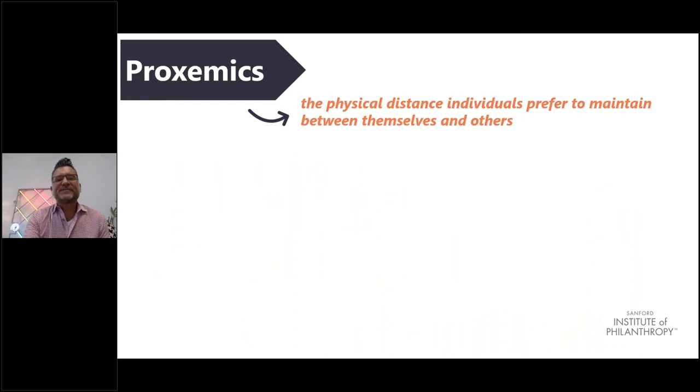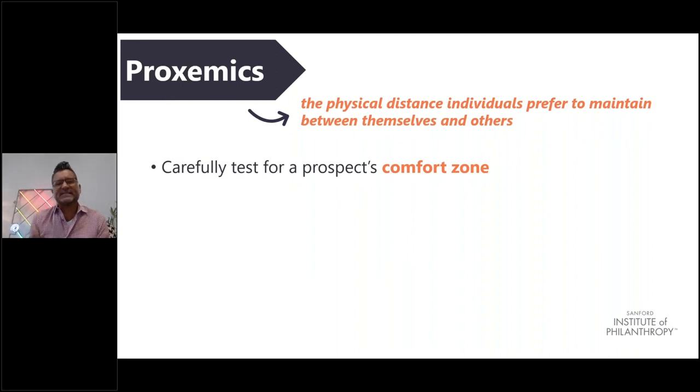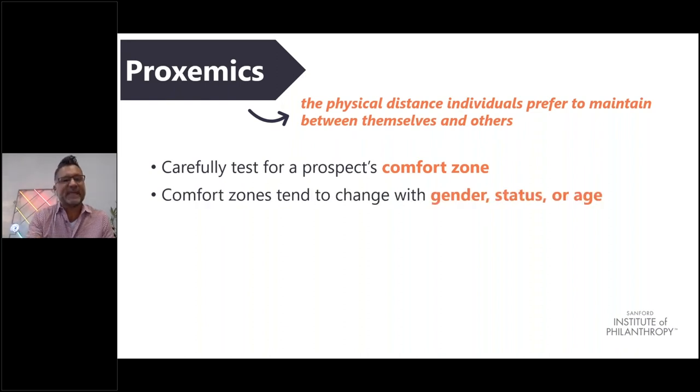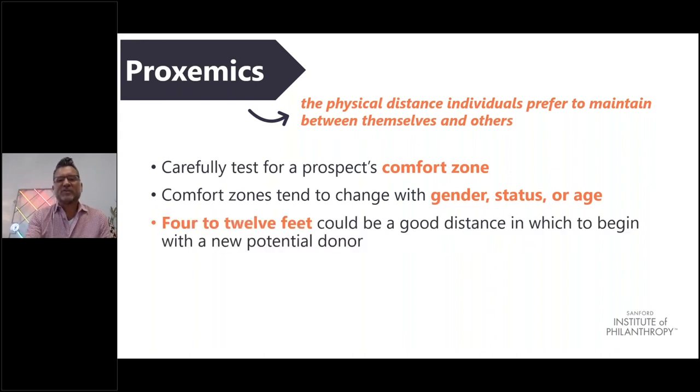Proxemics. This is the physical distance individuals prefer to maintain between themselves and others, right? So carefully test this with your prospect: what is their comfort zone? If this is their face and you're like that, probably not. But you'll know that based on reading the body language of the person you're meeting with. Comfort zones tend to change with gender, status, or age. I think we all can embrace that. Four to twelve feet could be a good distance in which to begin with a new potential donor.